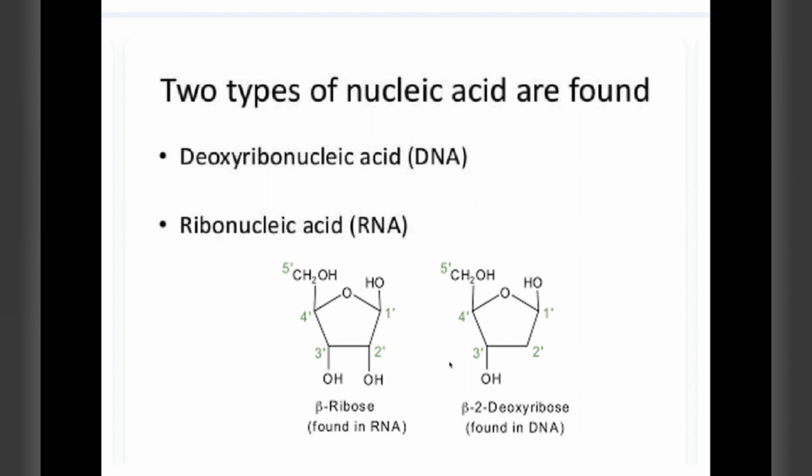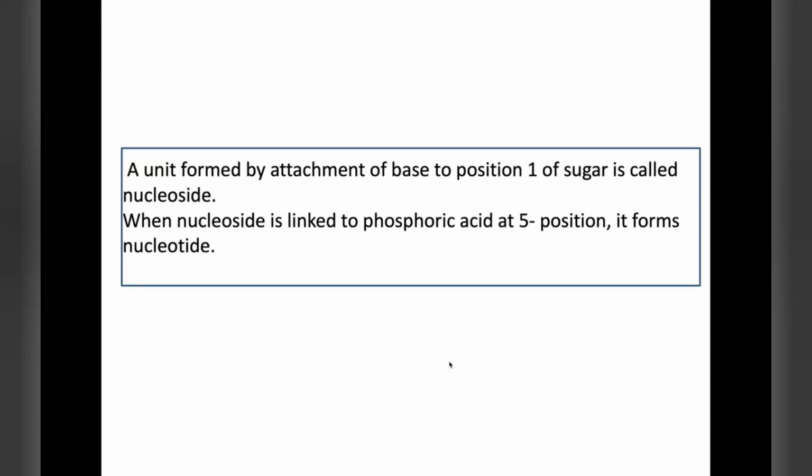Next we will see that a unit formed by attachment of a base to position 1 of sugar is called a nucleoside, and when a nucleoside is linked to phosphoric acid at the 5th position, it forms a nucleotide. So this is very important. When a nucleoside is linked to phosphoric acid at the 5th position of the sugar molecule, we get a nucleotide. You have to learn the difference between nucleoside and nucleotide.